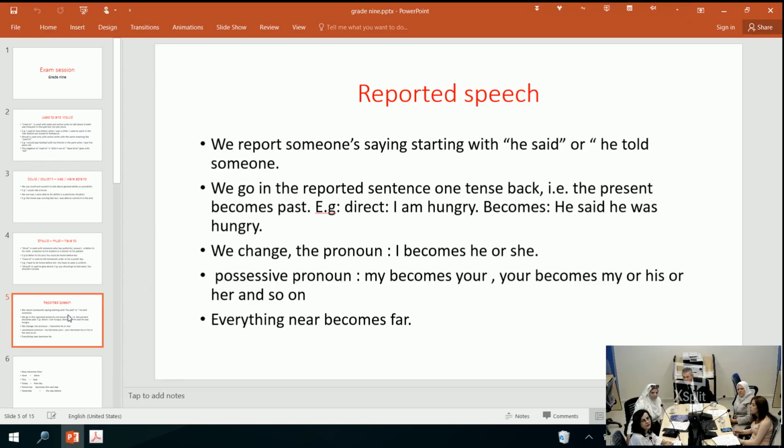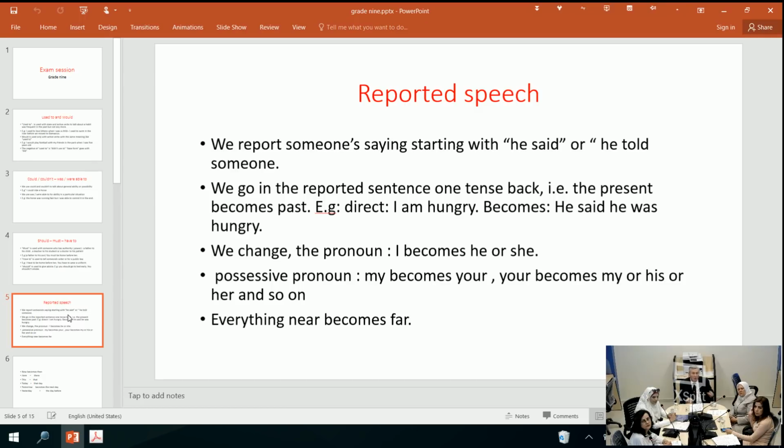The pronoun I becomes he or she according to the speaker. And this is actually given in the exercise. The student doesn't need to think about it because we start the sentence with he or she, which is given. Now, the possessive pronouns. When I say, my name is Huda, we say, Huda said that her name was Huda. So the possessive pronoun changes according to the speaker in the introduction. Ms. Hanadi, do you want to add something?